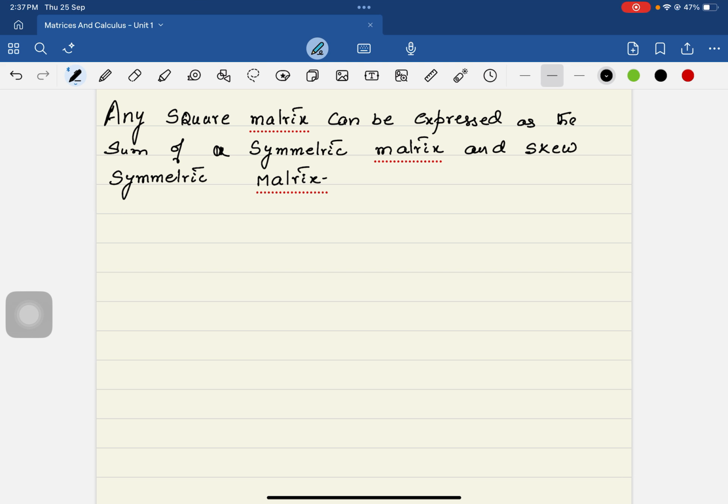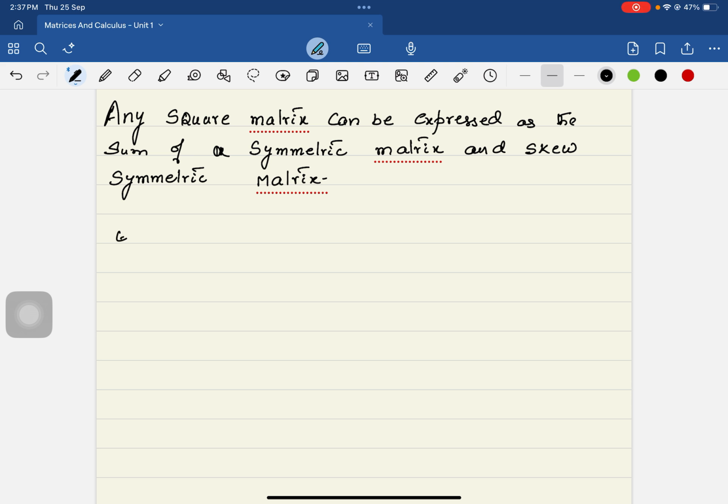In today's lecture, I am going to explain that any square matrix can be expressed as the sum of a symmetric matrix and a skew symmetric matrix. What do you mean by a symmetric matrix? You know already. Whenever a matrix is equal to its transpose, then we say that it is a symmetric matrix. And if a matrix is equal to the negative of its transpose, then it is a skew symmetric matrix. That you know already.